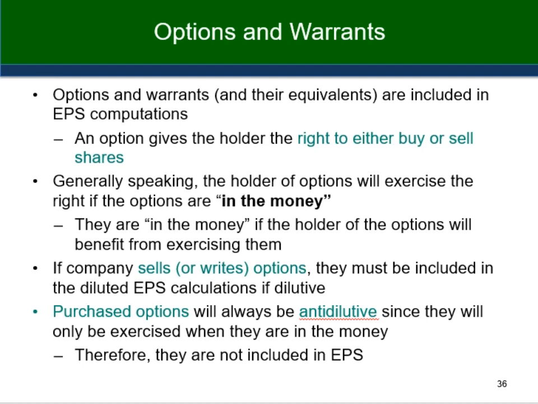If the company sells options, they need to be included in the diluted earnings per share calculations because it's not optional for them. It's an obligation if the purchaser of the option requires it. Purchased options will always be anti-dilutive since they're only exercised when they're in the money, and so they wouldn't be included in the earnings per share.